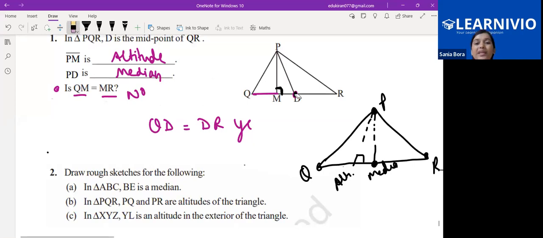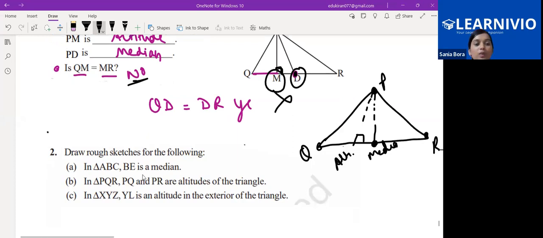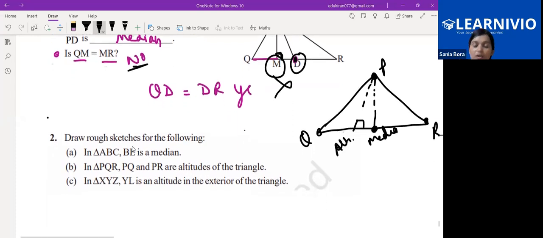Yes, ma'am. Okay. Median always divides a side of a triangle into two equal parts. And the third question they have asked, this QM is equal to MR. Median point? No, ma'am. D is the median point. So the answer was no, ma'am. It is not dividing it into two equal parts because M is basically forming the altitude. So altitude never divides into two equal parts. Only the median divides. And which point is for median? D. So the answer was no. Clear? Okay, ma'am. Okay. Now this one, you people will draw this rough sketch of this. Then I will also draw the rough sketch and let's see how it goes.